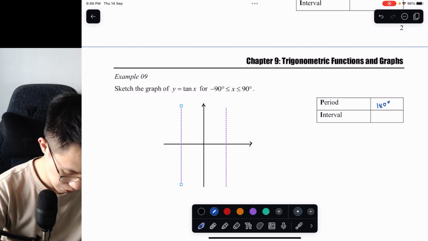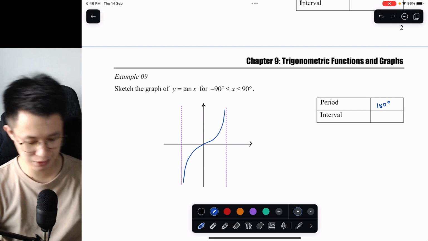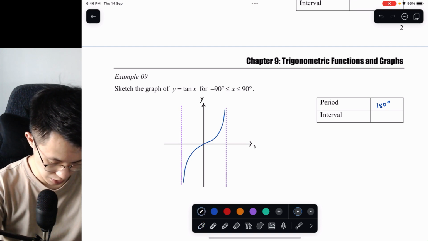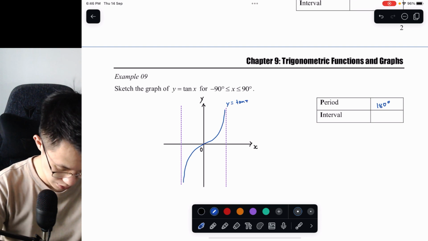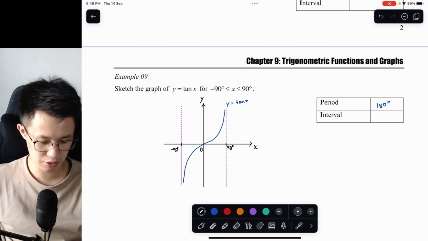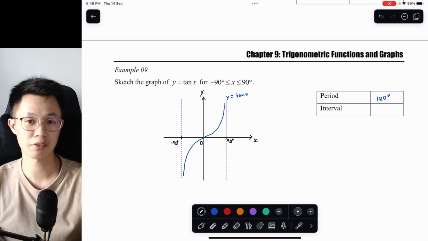So from here, I'm going to just draw the graph, cut the origin, and go up. Make sure it does not touch the 90 degrees. So it is not touching. Since it's not touching, we have our answer here, which is simply y equals tangent x, and this here is the 90 degree, and this is the negative 90 degree. So you have drawn from negative 90 degrees to 90 degrees. So that's how you sketch and even understand the graphs of tangent functions.